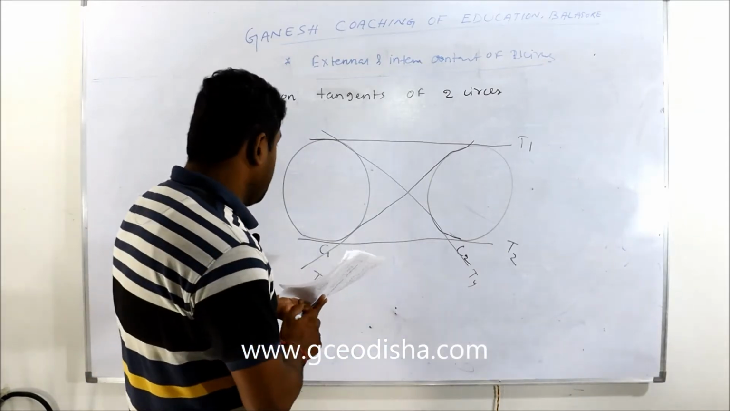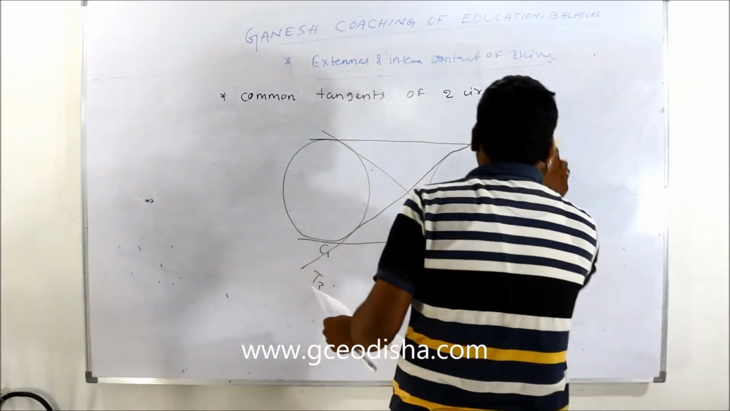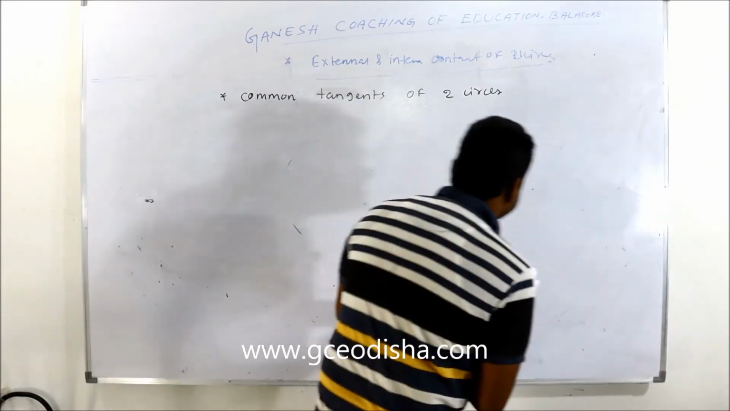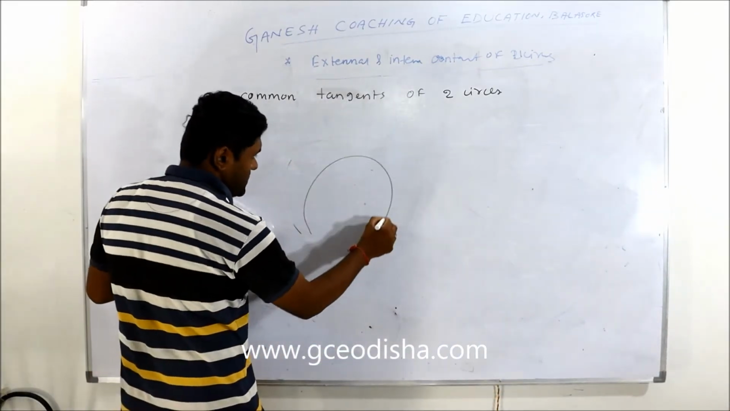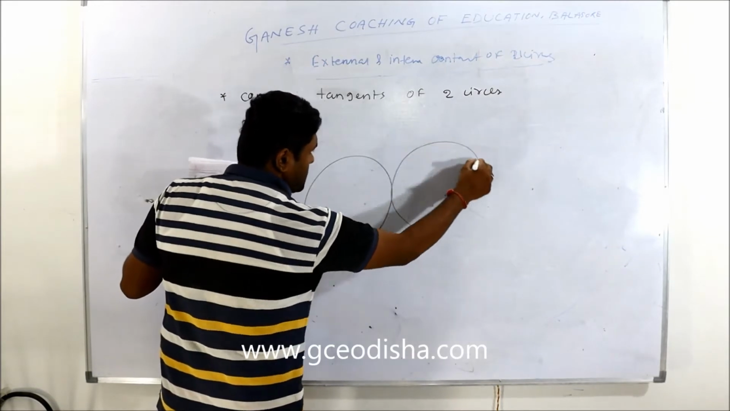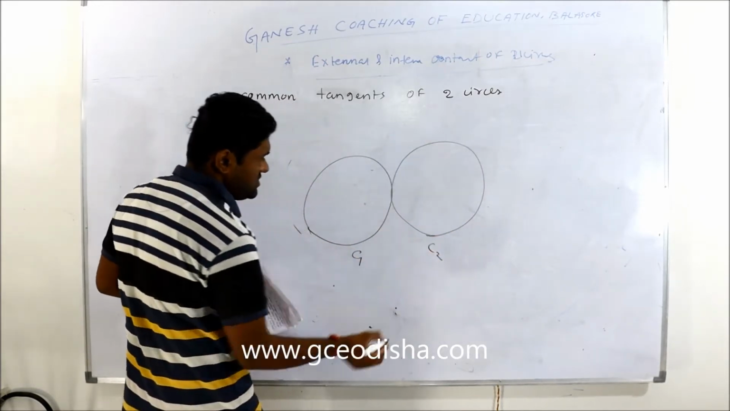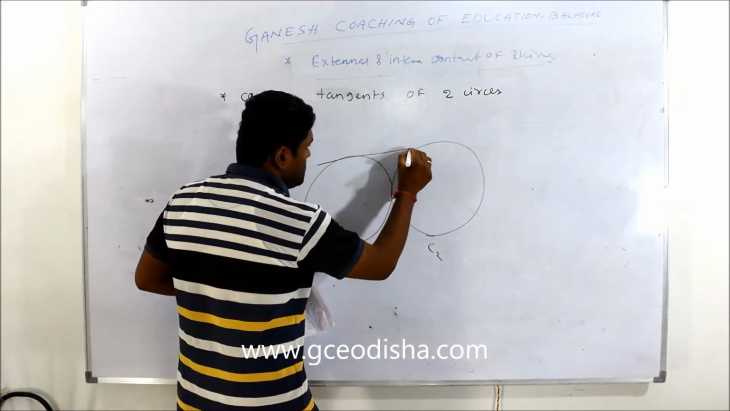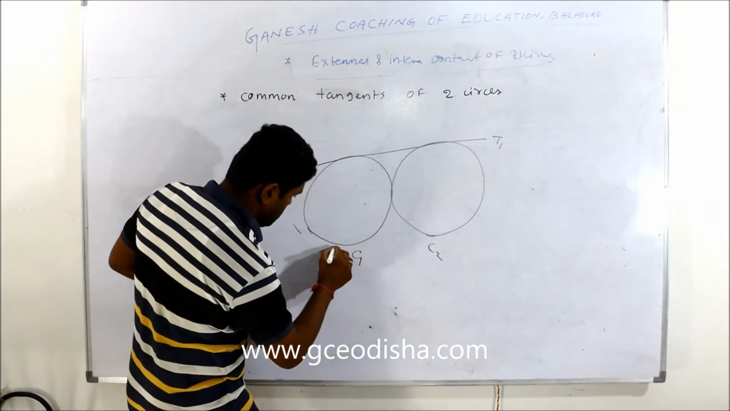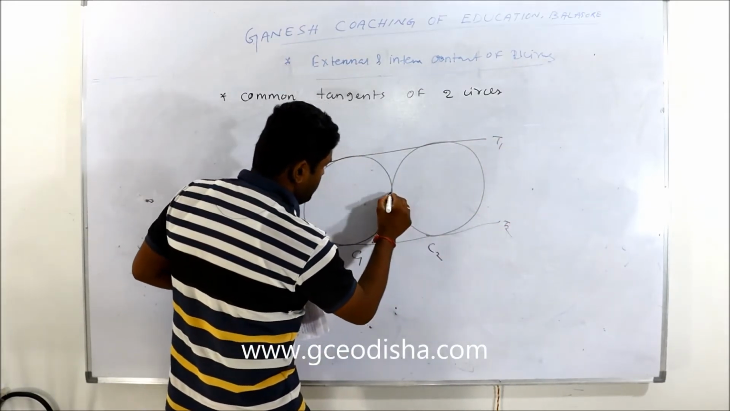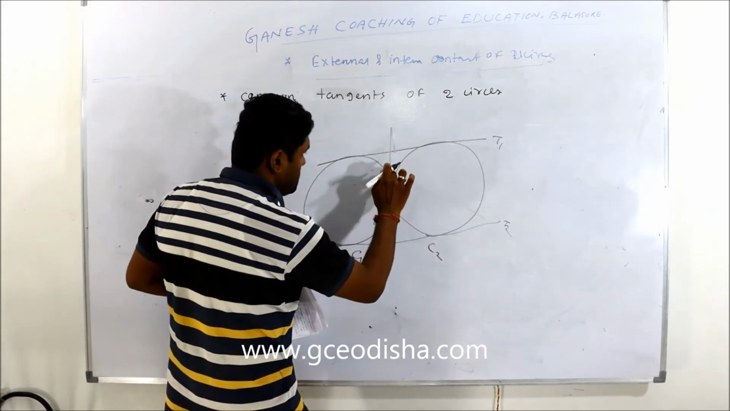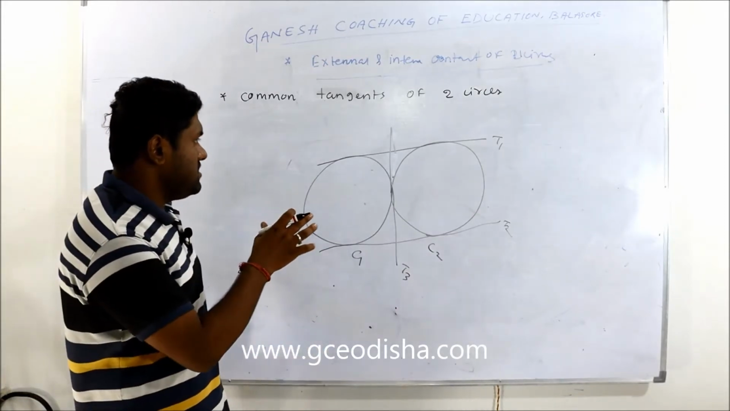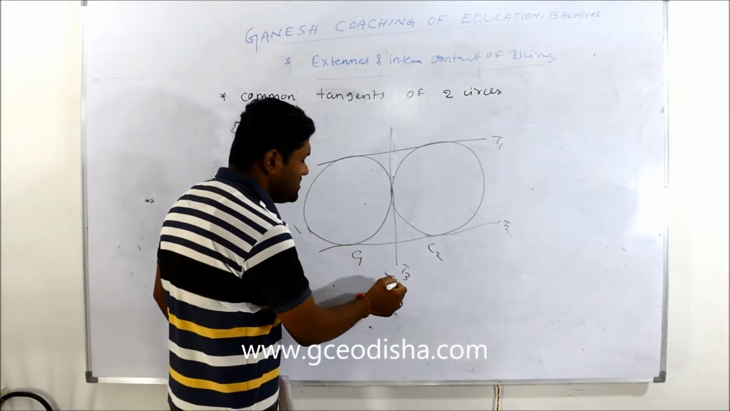Okay, then when they touch each other, how many tangents will come? Like the circle C1 and another circle C2. Then how many tangents will come when they touch each other? This is tangent T1 and this is tangent T2, and there is also this tangent, T3. When two circles touch each other, there will be 3 common tangents.